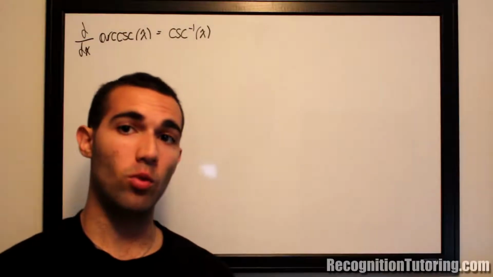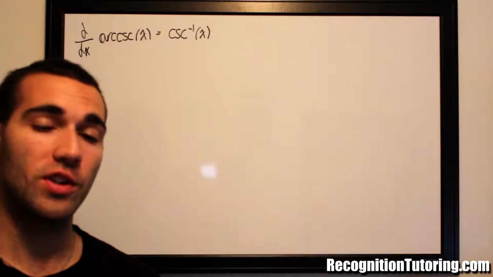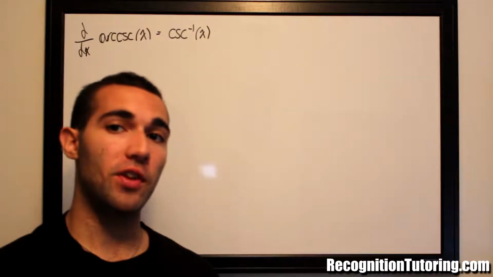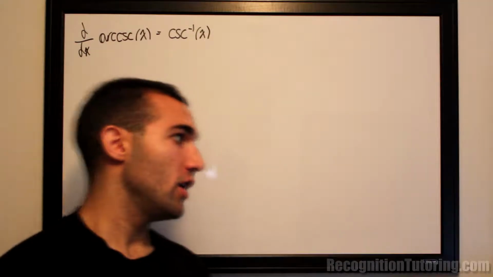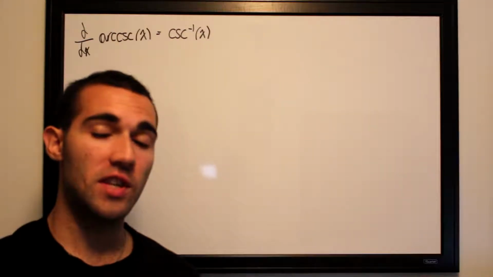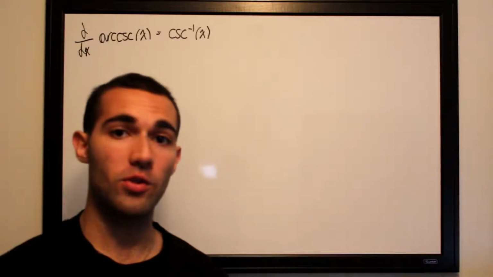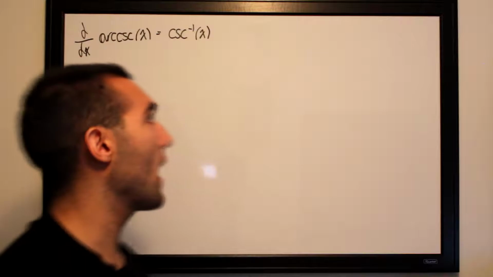So now we will be taking the derivative of arc cosecant of x, or cosecant inverse of x, whichever you prefer, using a method called implicit differentiation. As we did in the previous videos, we will take advantage of the fact that the cosecant and the arc cosecant are inverses of each other. That way we can isolate for x.